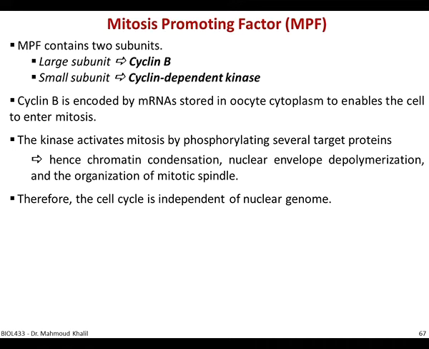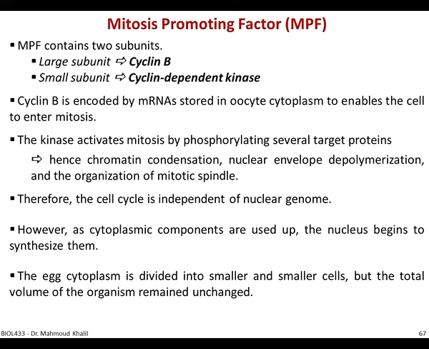Hence, this phosphorylation will lead to chromatin condensation, the nuclear envelope being depolymerized, and the organization of the mitotic spindle. Therefore, the cell cycle is actually independent of the nuclear genome. Why is it independent of the nuclear genome? Because all the protein components that initiate mitosis in the zygote came from messenger RNA in the cytoplasm, which existed before the formation of the zygote, because they came from the ovum. So that's why the cell cycle at that stage is independent of the nuclear genome.